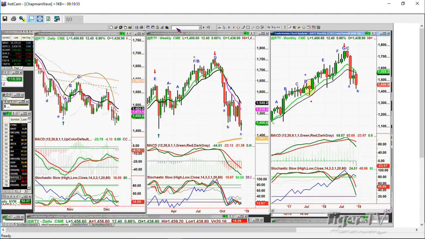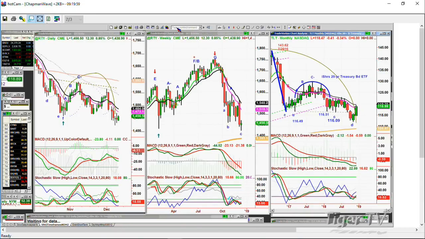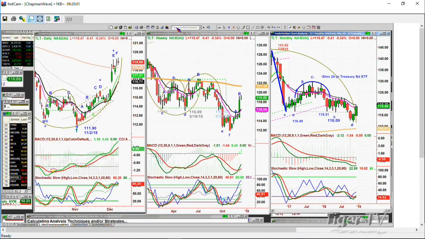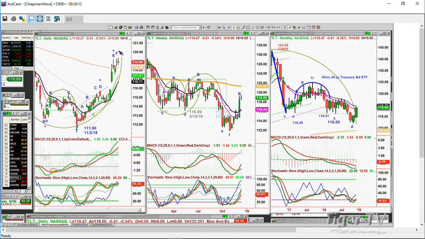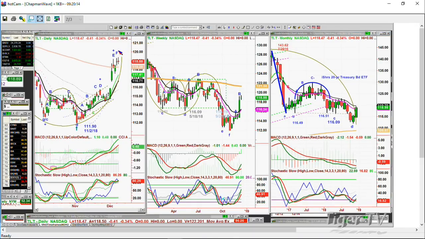Now, I need to look also at the TLT, which is the Lehman 20-year Treasury bond ETF, trading at 118.47. It made a recovery high yesterday of, I think that was 119.20, was it? 119.38. So it's pulled back. What's really important is that it started to close a couple of times above the 200-period moving average of 118.28.